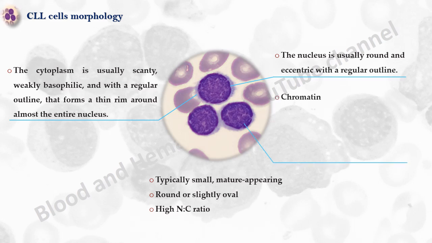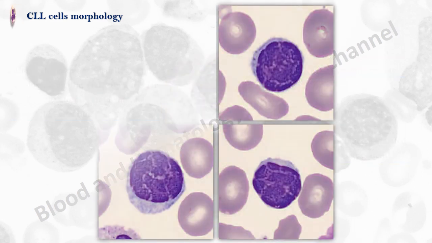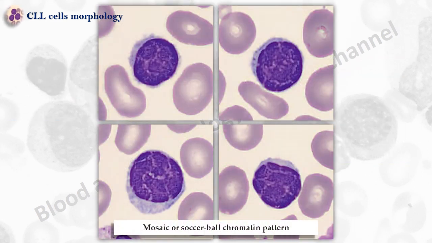The appearance of the chromatin is very characteristic, being markedly condensed but in a heterogeneous manner, so that there are dark clumps or blocks separated by pale slits, creating a mosaic pattern. CLL cells with mosaic or soccer ball chromatin pattern.